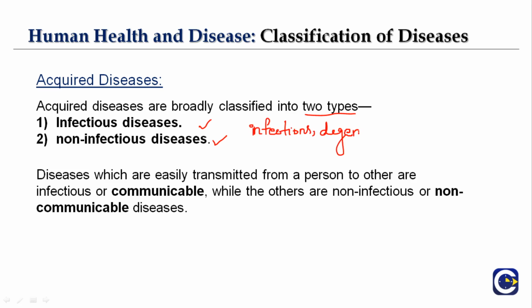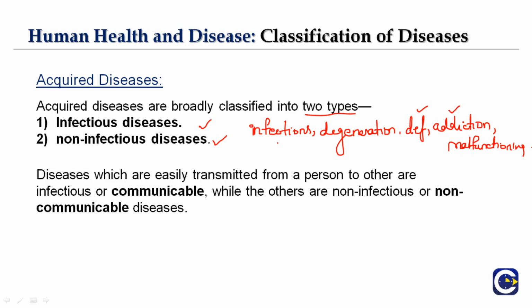Degeneration. Then you had deficiency. Then you had addiction. And you had malfunctioning. Okay, so these are the 5 things that we saw. Now coming back to this, again, deficiency is said to be non-infectious. Addiction is again non-infectious.